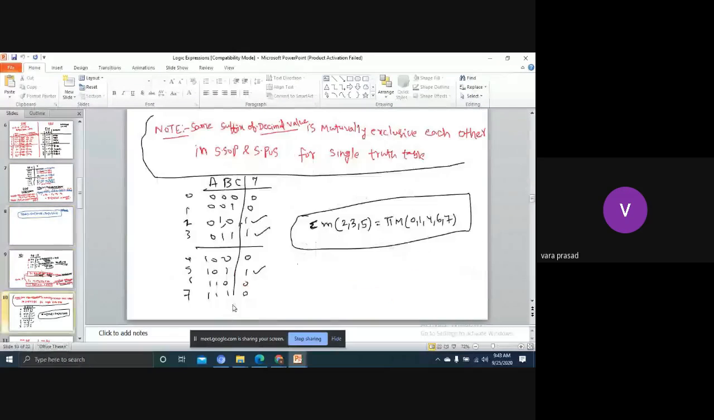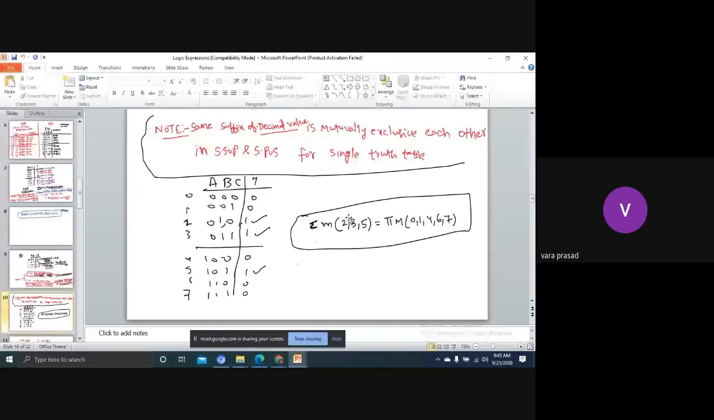What is that important note? The same suffix of decimal value is mutually exclusive between standard SOP and standard POS for a single truth table. What does it mean? If the min terms are 2, 3, 5, that decimal equivalent value should not repeat in the max terms. Please keep in mind, here 2, 3, 5 will be there, 2, 3, 5 won't come here. 0, 1, 4, 6, 7 is there, and 0, 1, 4, 6, 7 cannot come in the standard SOP, the min terms form.